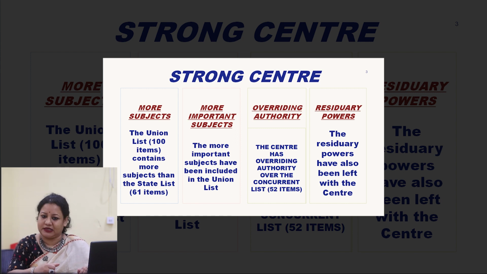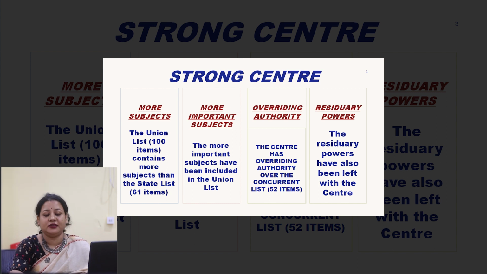Suppose XYZ is a subject included in the concurrent list, and there is a conflict between the central and the state government on that particular subject. The decision of the central government is going to get more preference. The decision of the central government will prevail. So automatically, again, the central government becomes more powerful.